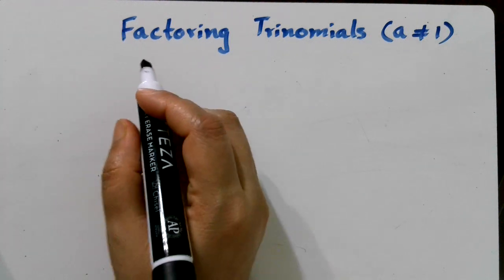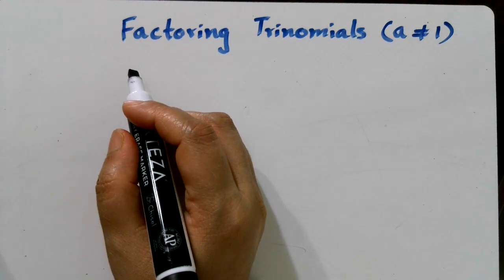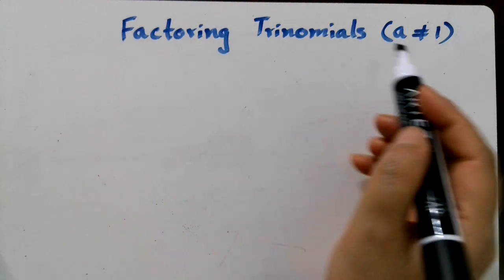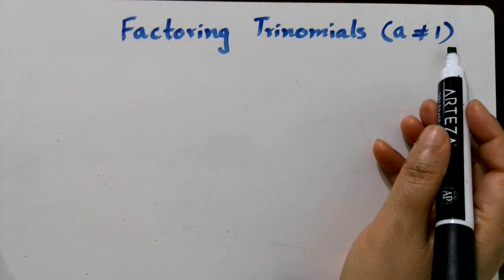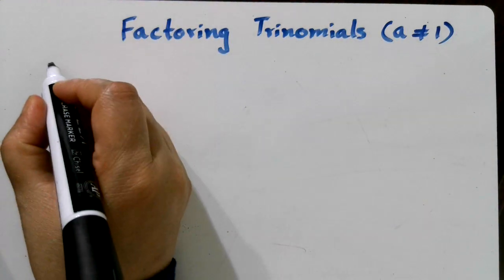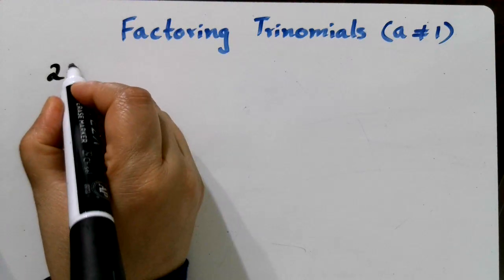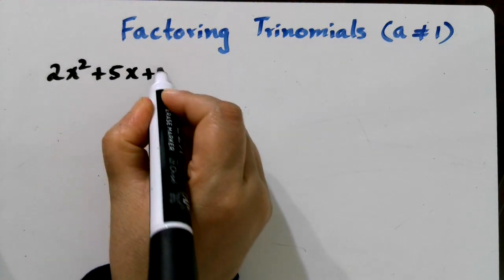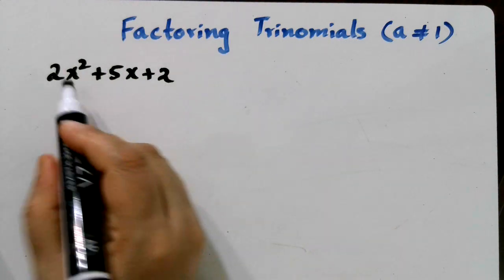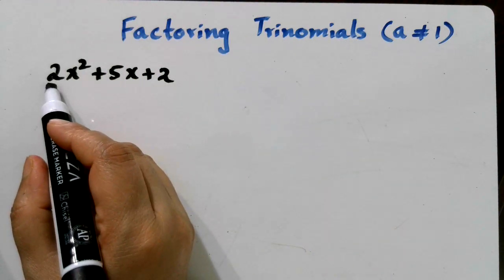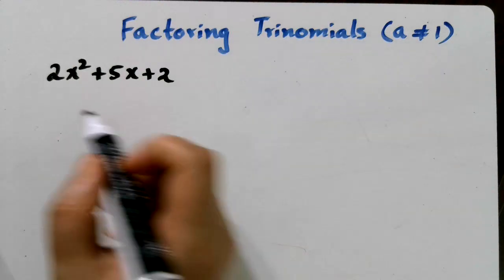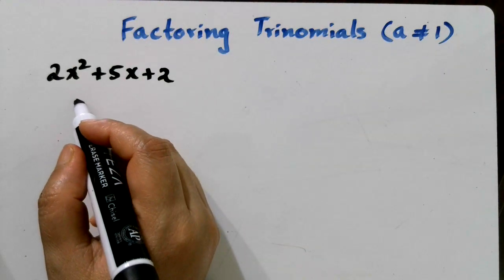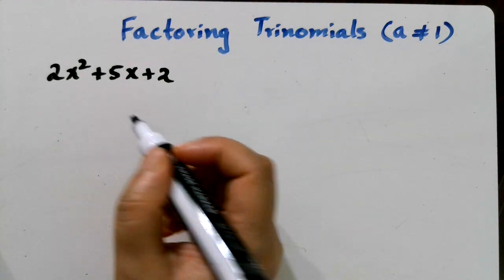Hey guys, in this video I'll show you how to factor by grouping when we have trinomials with a leading coefficient other than 1. So let's get started with this one: 2x squared plus 5x plus 2. Now you see that the leading coefficient is 2, which is not equal to 1. So in that case, you can factor by grouping.